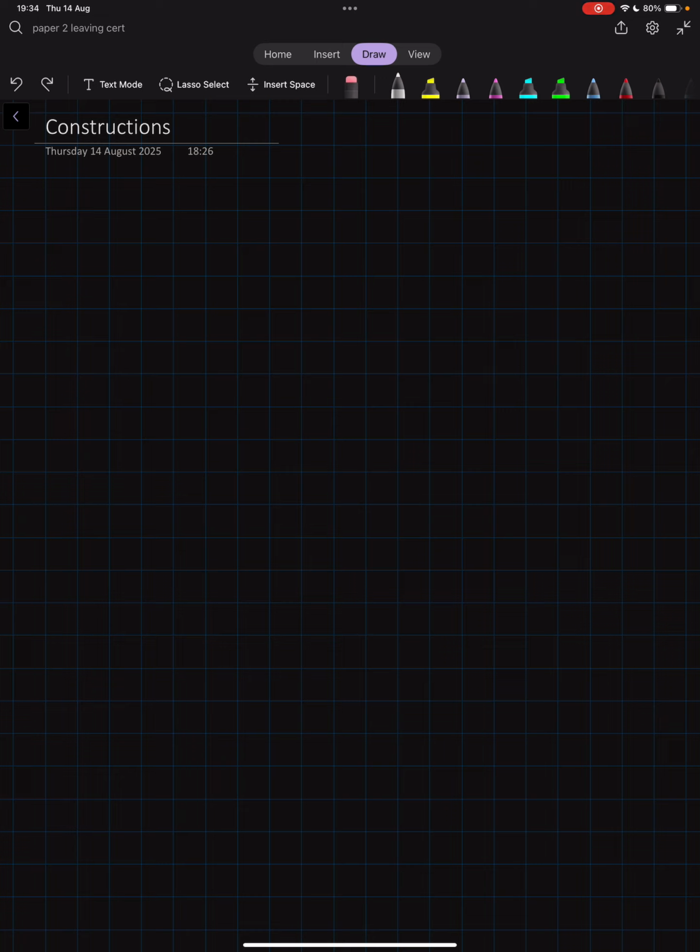Okay? So the first one is how to bisect an angle. So here we have, say, point B, point A, and point C. And they might ask you to construct the bisector of the angle. So bisect the angle. So basically what that means is, here we have an angle, we want to cut it in half. So how do you cut it in half?